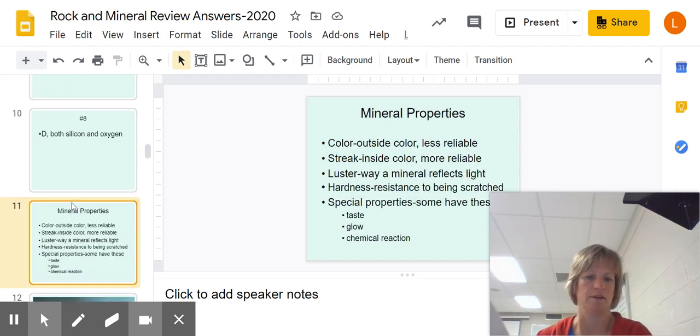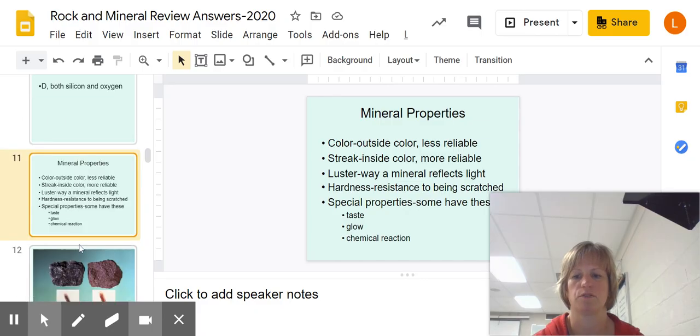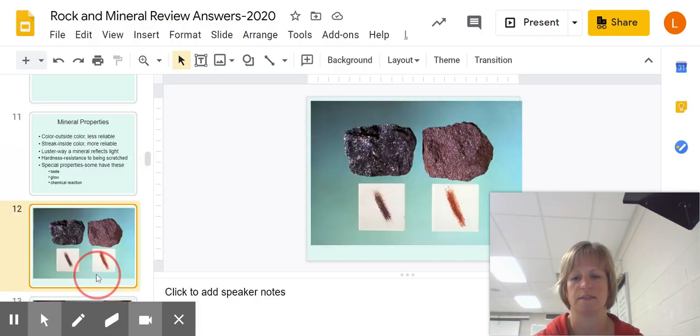So color is just what it sounds like, the color on the outside, and it's actually not super reliable due to weathering. You probably remember that. So sometimes the outside color can change. Streak, on the other hand, is the inside color, and it is more reliable. Let me show you that picture real quick, and I'll come back to the next answers.